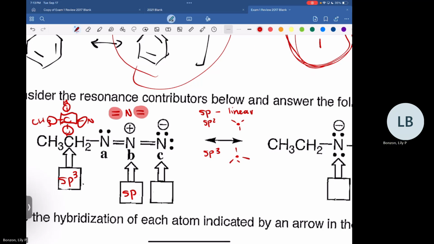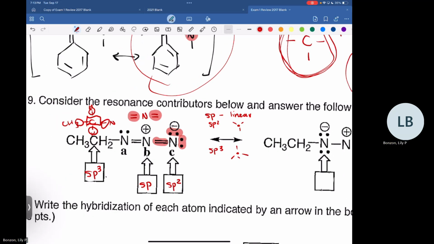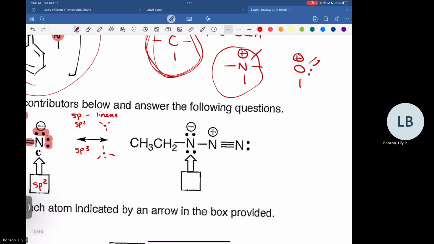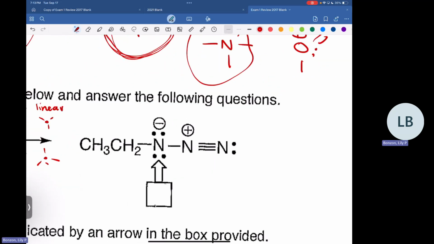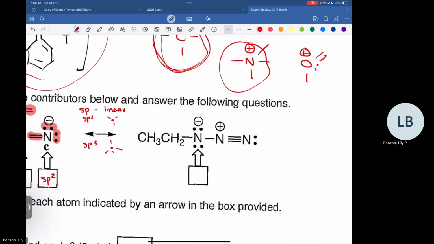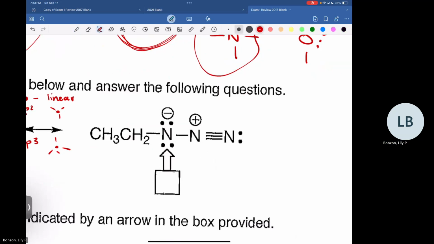So next we have a nitrogen, and this one has 2 lone pairs and a double bond. So this one is going to have 3 regions. So this one is going to be sp2. Okay. For this nitrogen, we have 1, 2, 3, 4 regions. So this one is going to be sp3.